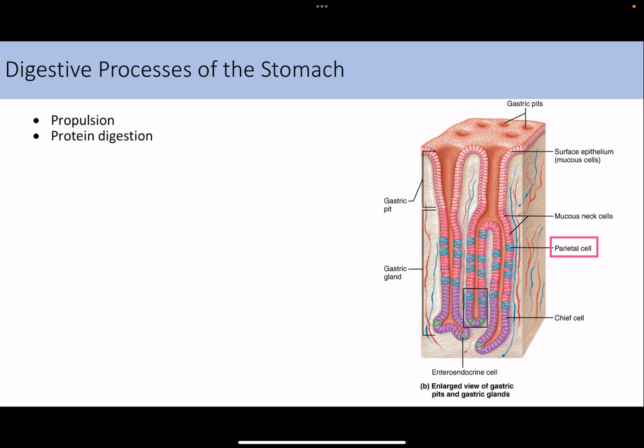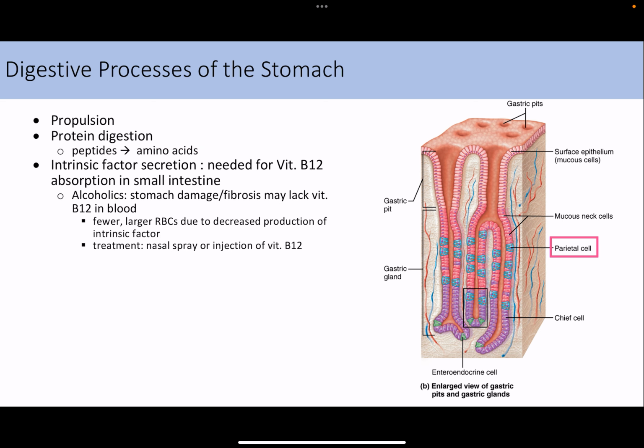We have protein digestion going on in the stomach. We go from peptides, which are short protein segments, into its monomer. Now, what's the monomer of a protein or a peptide? Amino acid. The stomach is responsible for making intrinsic factor. Intrinsic factor is needed for vitamin B12 absorption. So without intrinsic factor from the stomach, we can't absorb B12 from our diet, and we need B12 in order to produce healthy, mature red blood cells.